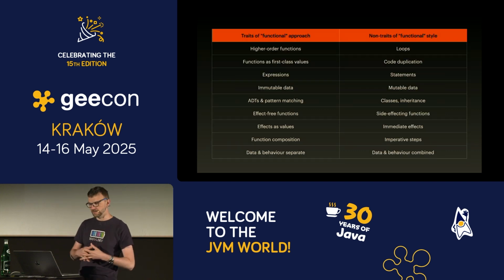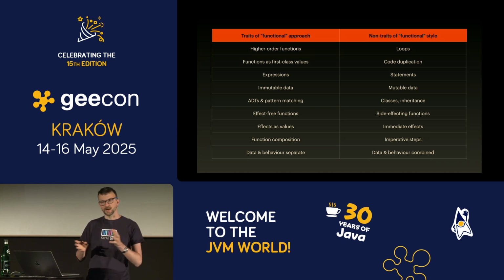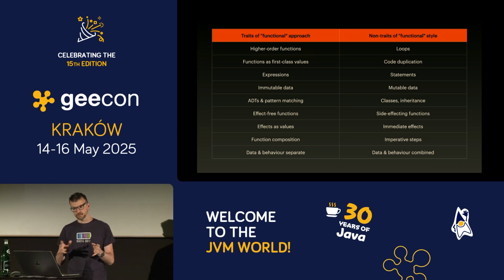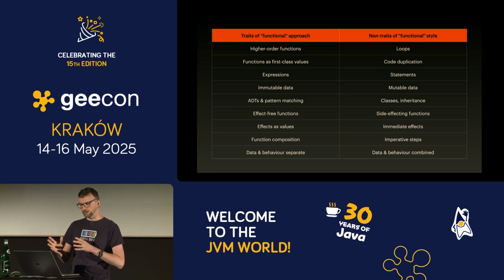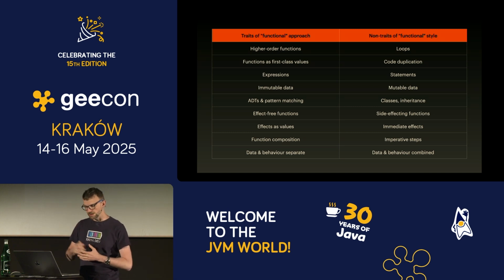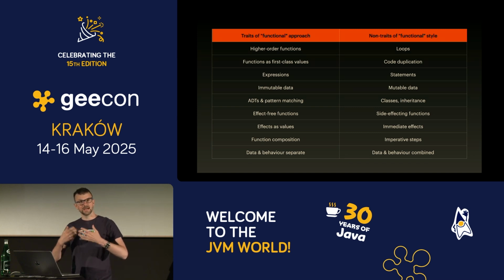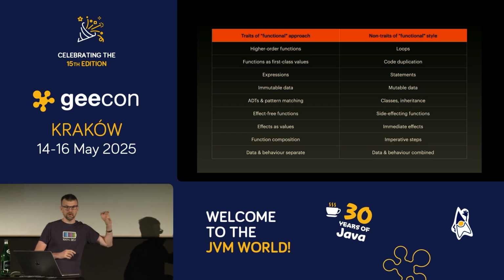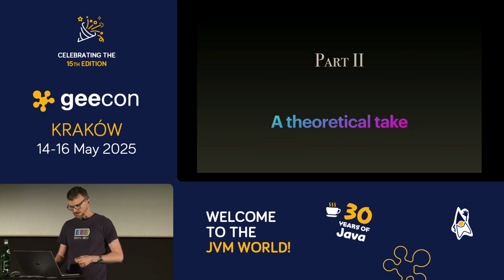Okay, so we can summarize this into some traits of the functional approach. When we are using, for example, higher-order functions, functions as first-class values and immutable data structures, we are probably doing functional programming. On the other hand, if you have loops, if you are using a lot of statements, mutable data, that's probably not a functional approach, right? And we can push it, of course, further. We can have effect-free functions in the functional way, or side effect functions that signal it's more imperative. So that's a checklist of what a functional programming language or a functional approach might be. Okay, so that was the practical take.